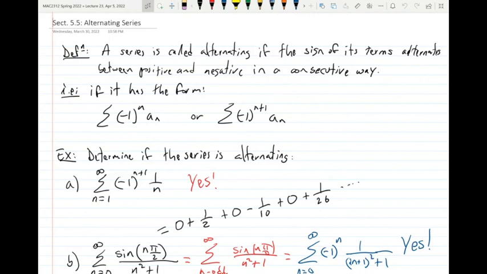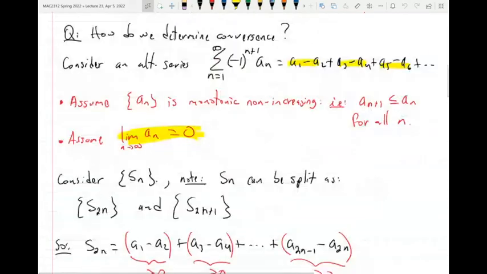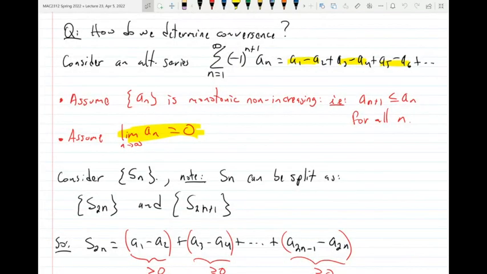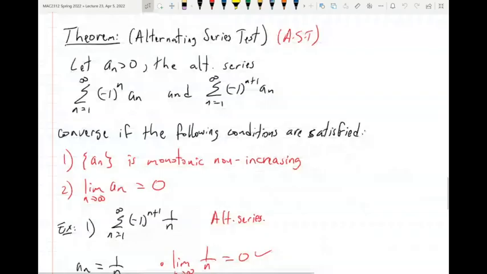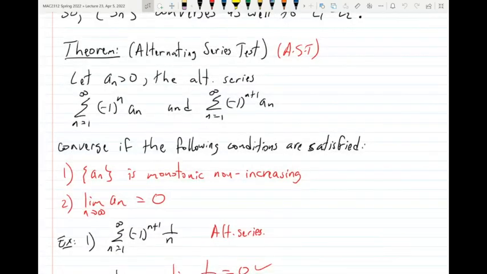Let me remind you that last time we discussed alternating series. Just to remind you what the alternating series test says: we needed to assume these two conditions. This was very important for us to be able to guarantee convergence for an alternating series. It's a statement that if you have an alternating series, then it is going to converge if the following conditions are satisfied.